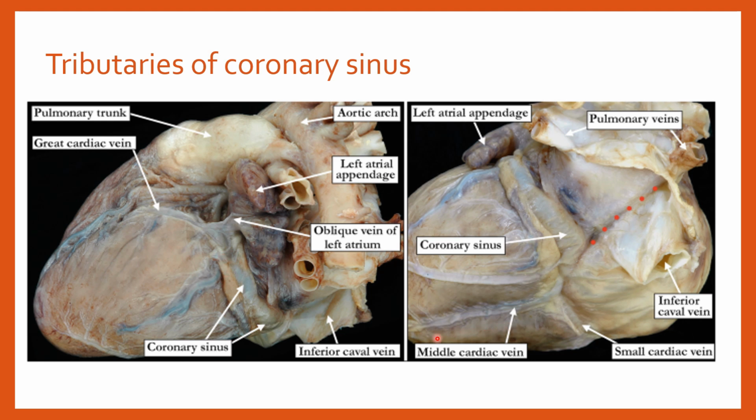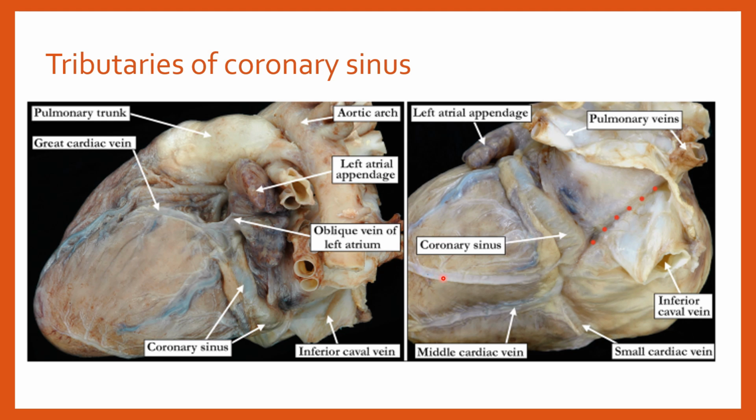Then we have the middle cardiac vein here. It passes from the apex along the posterior interventricular groove and terminates close to the right end of the coronary sinus. Then there is the small cardiac vein here. It is situated in the atrioventricular groove between the right atrium and the right ventricle and opens into the right end of the sinus. This usually receives the right marginal vein.